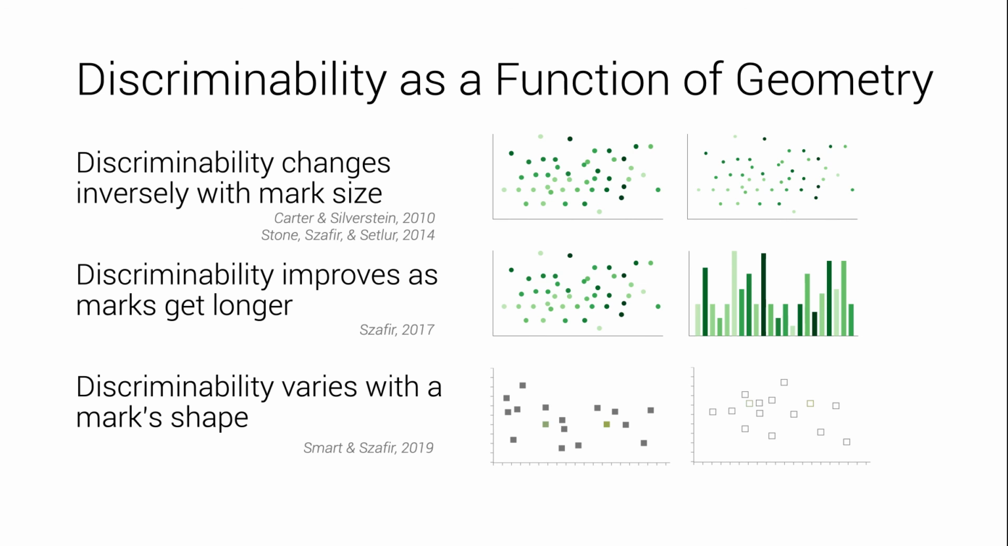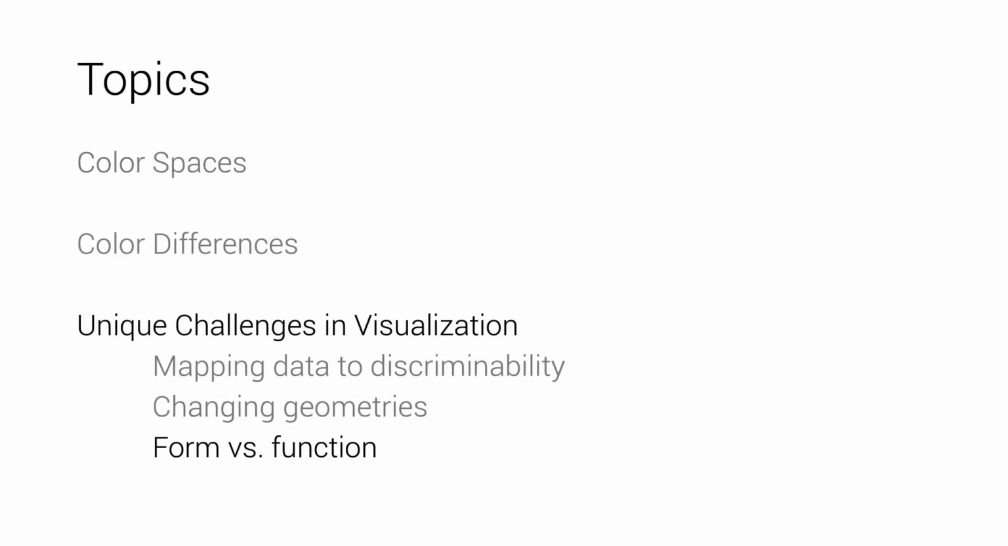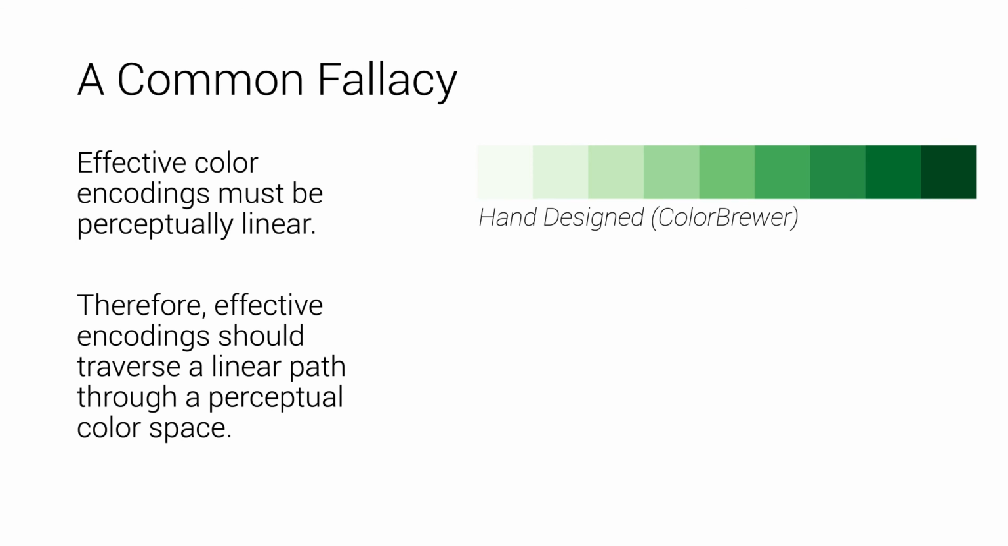So for example, it's easier to tell the difference between the 2 green scatterplot points here when they're represented with filled squares versus unfilled squares. And it turns out that the relationship between a mark's shape and its discriminability can be very rich and nuanced. One last element of discriminability that's unique in visualization is this idea that discriminability needs to be the exclusive driver of our encoding design. So one common fallacy with encoding design is that effective color encodings must be perceptually linear. In essence, this is often taken to mean that good encodings form a straight line in a perceptual color space.